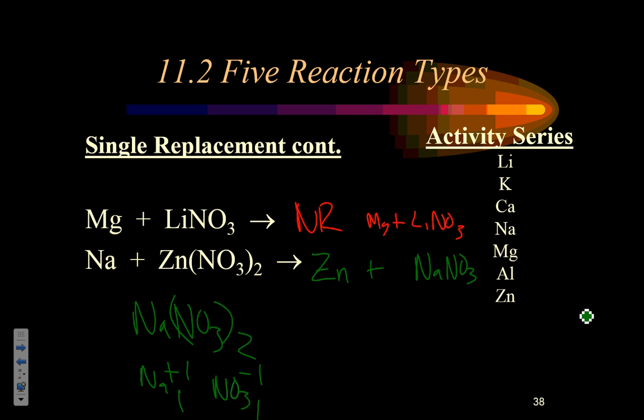And then finally, because I've changed, I've got to check to see if I'm still balanced. Well, I'm not. I started with 2 nitrates, 2 NO3s, and I ended up with only 1 in sodium nitrate. So I need to put a 2 there, which means I needed to start with 2 sodiums. So this is a 2-1-1-2 balanced equation. Single replacement, got a number of things going on here. It's one of the trickier ones.